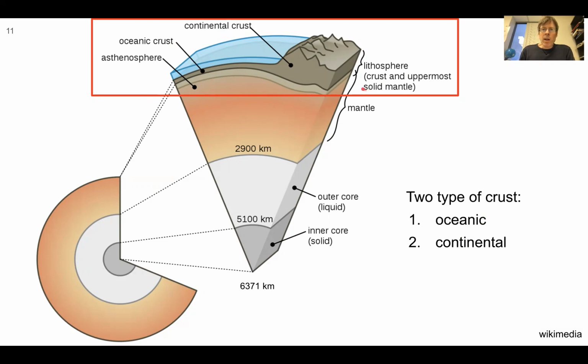So there's 2 types of crust: oceanic, continental. And really, that doesn't mean that they aren't decided based on coastlines, but in the deep part of the ocean, those are ocean crust. And we'll look at a map here.